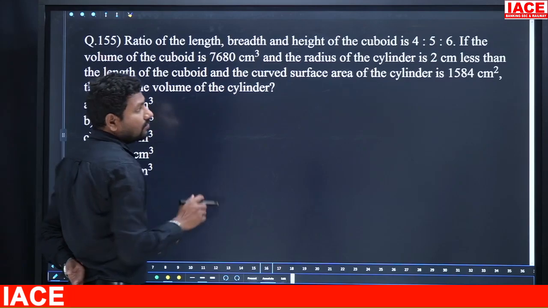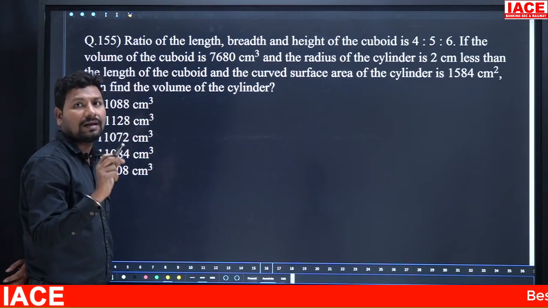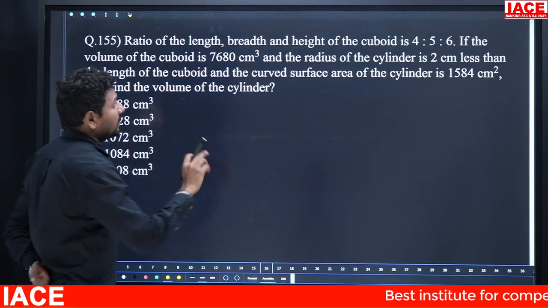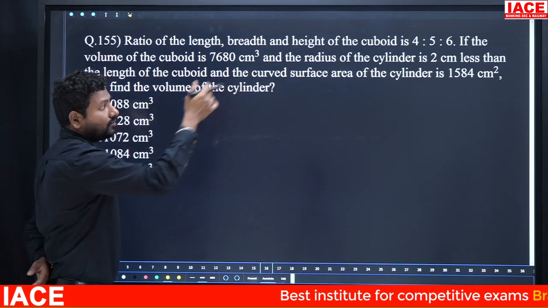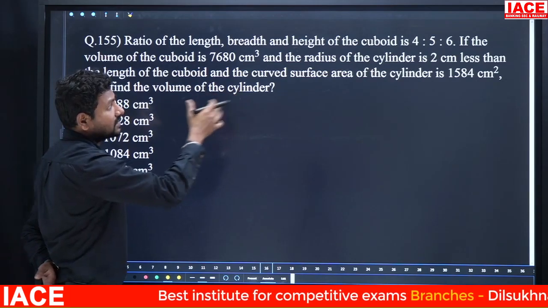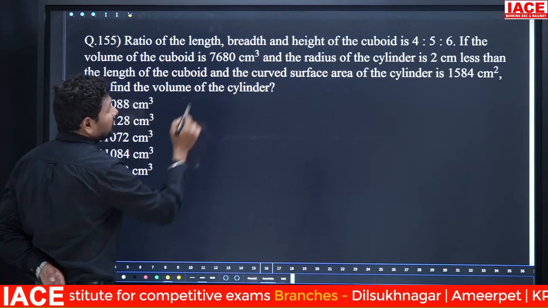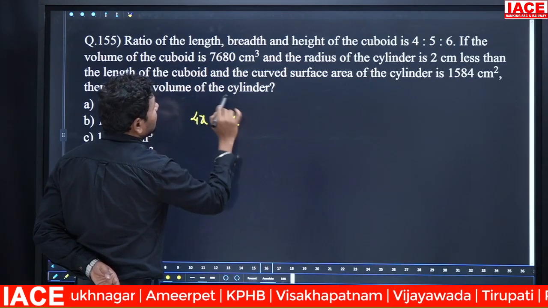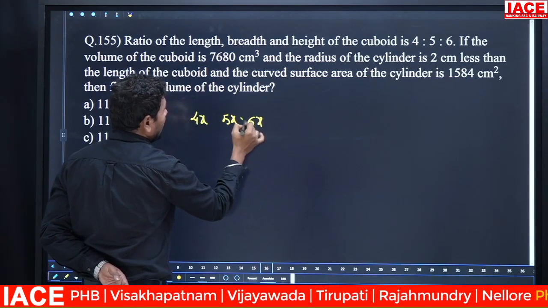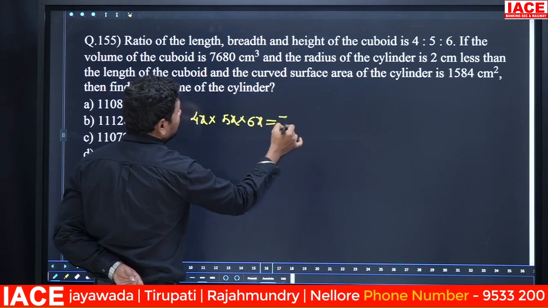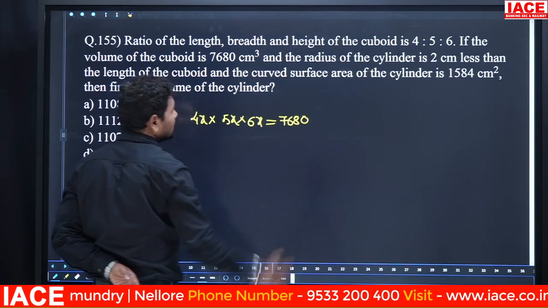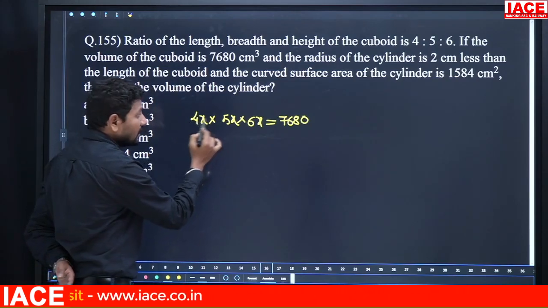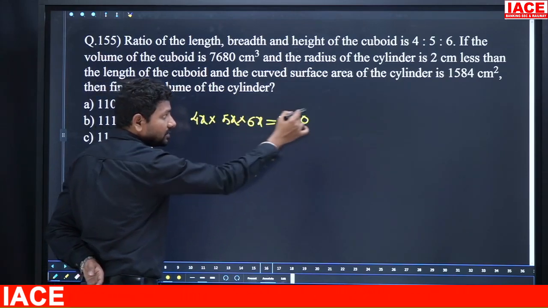If you need the volume of the cylinder, we need the formula pi r square h. In pi r square h, r is required, height is also required. With curved surface area we have to calculate radius and height, and they are mentioned in such conditions also, focus on that. Here length is 4x, breadth is 5x and height is 6x. All to be multiplied, it should be equal to 7680. 4 fives are 20. 20 contains 10, 0 will be cancelled.